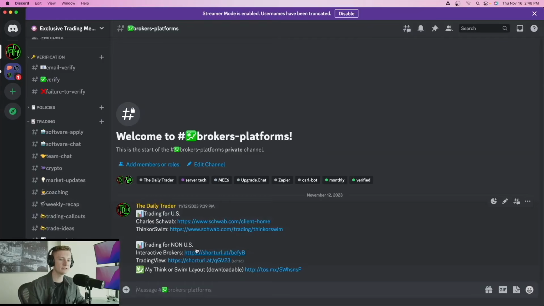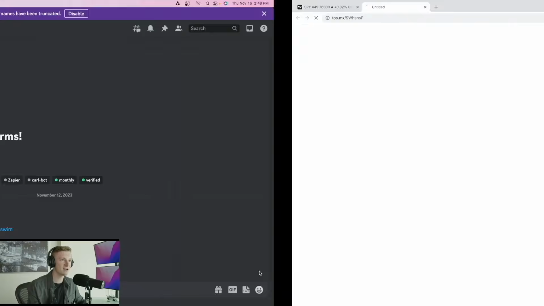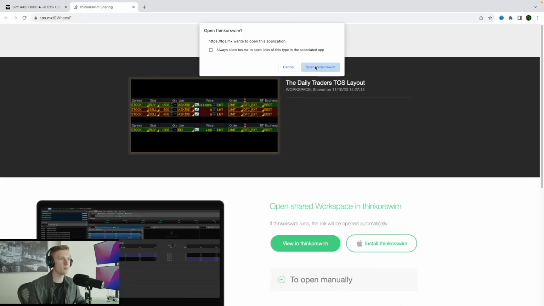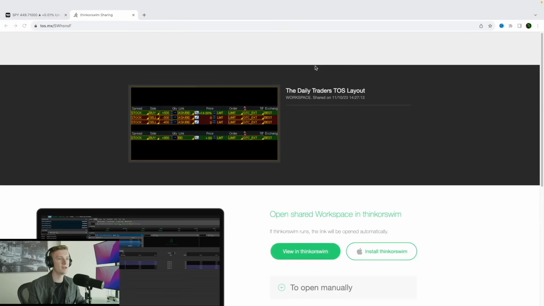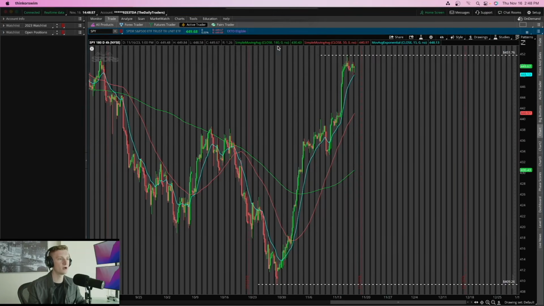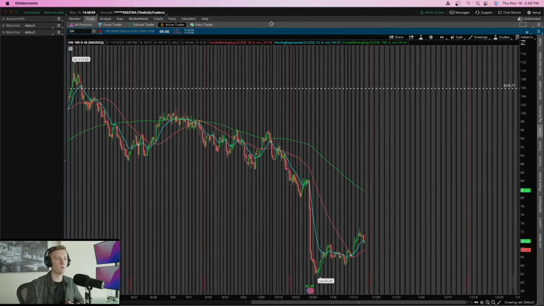Awesome. Now, if you head over to the Discord server under mentorship, brokers and platforms, you can see my ThinkorSwim layout, which is downloadable. All you have to do is click on that layout and then click view in ThinkorSwim. Open ThinkorSwim, and then look what is going to happen. Now if you go up to setup, under setup, you should see the daily traders TOS layout. Click on that and click OK. And there you go. So that's pretty easy.